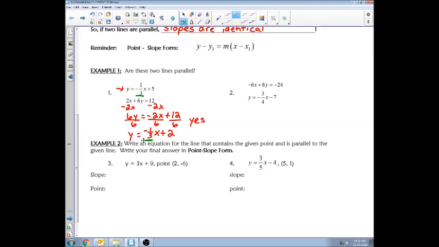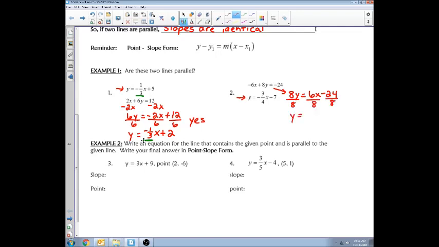Again, my second line here, my second equation, is in slope-intercept form. So let's take our standard form into slope-intercept form. If I were to work through this, I need to solve for my y, so I'd add 6x first. So 8y equals 6x minus 24. Divide by 8 to solve for y.